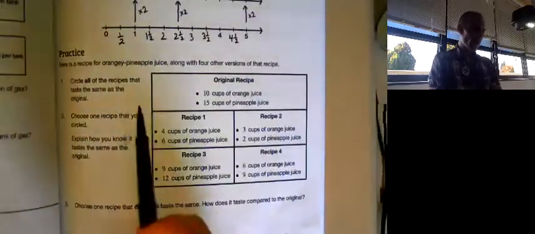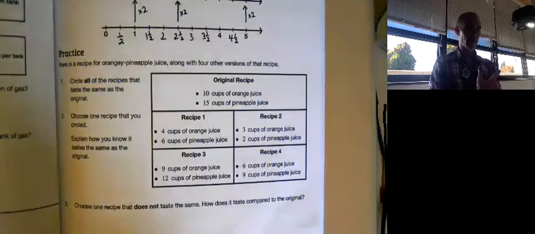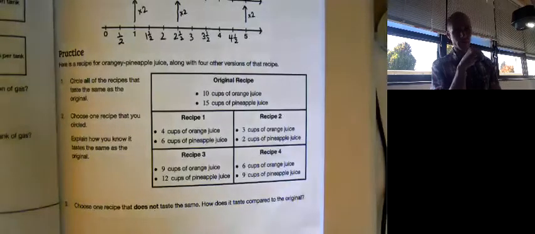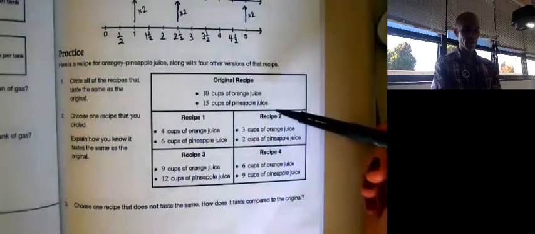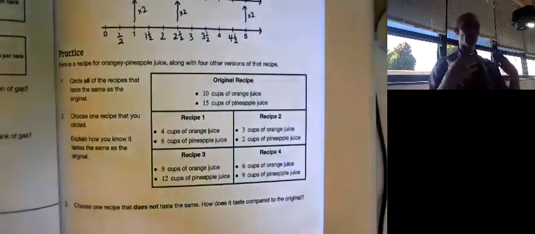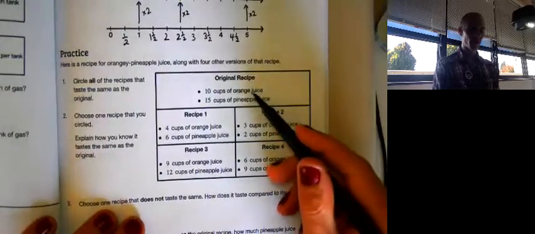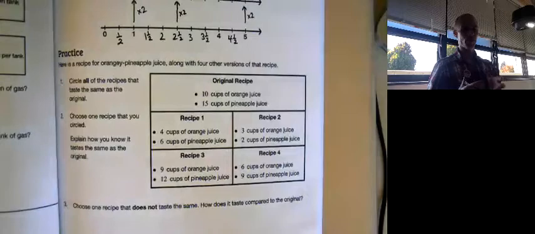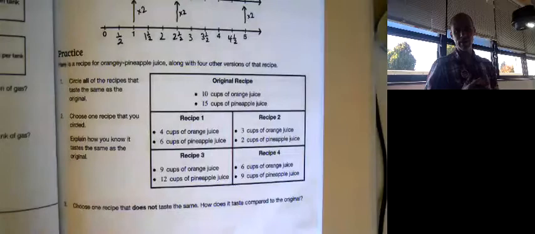So next, here we have a recipe for orangey pineapple juice, along with 4 other versions of that same recipe. Circle all of the recipes that will taste the same as the original. So there's only 2 ingredients in the recipe, right? Orange juice and pineapple juice. If you want your recipe to taste the same as its original, then you just have to use the same ratio of orange juice to pineapple juice. There's less orange juice than there is pineapple juice in here. So like if you were to mix it up and maybe use more orange juice than pineapple juice, obviously that recipe wouldn't taste the same, right?